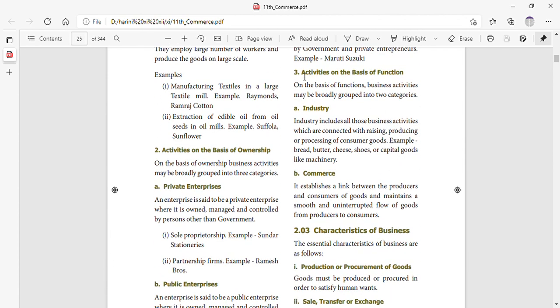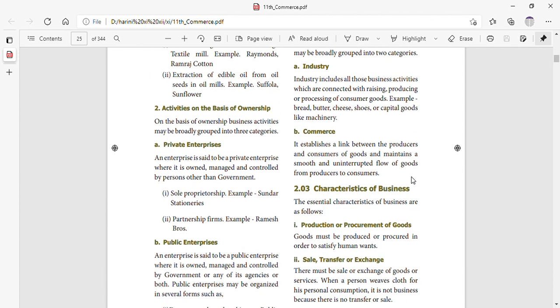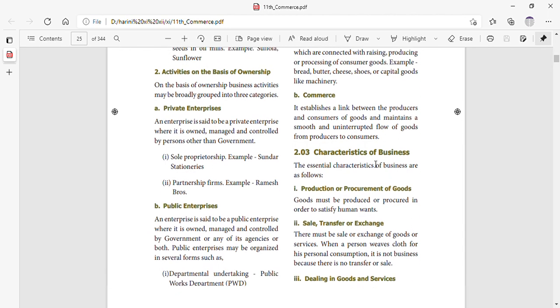So on the basis of function, industry. What is industry? Mostly industry is connected with raising or producing consumer goods like producing bread, butter, etc. And commerce. What is commerce? Commerce is nothing but it establishes a link between the producers and consumers. So there comes the need for commerce.